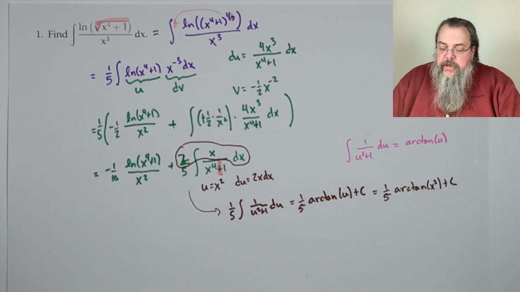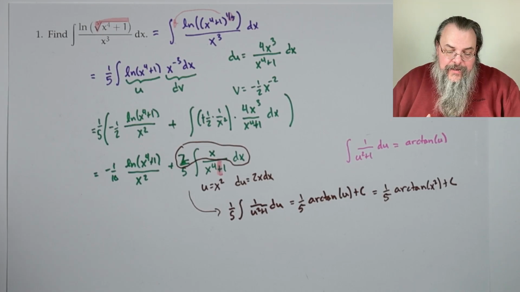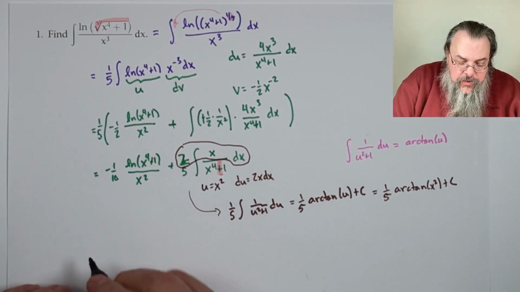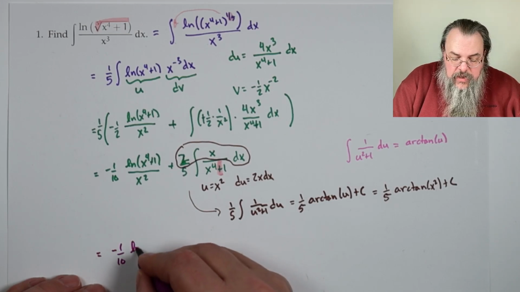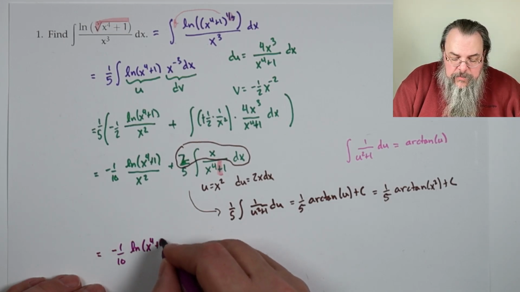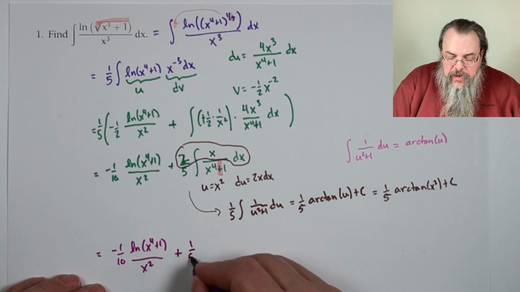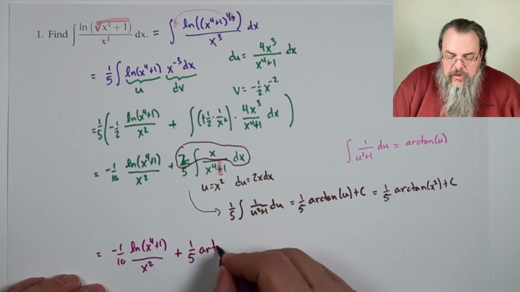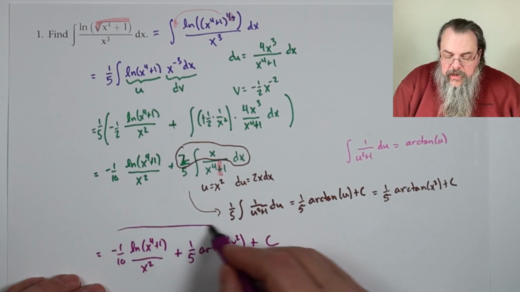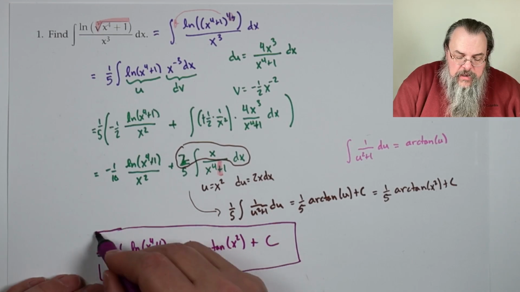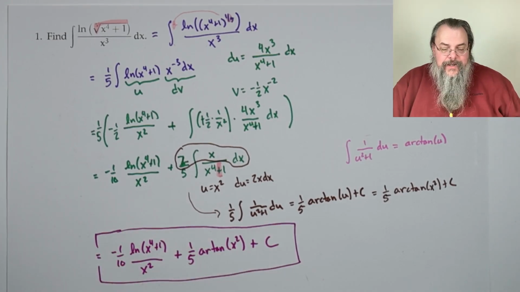All right, well, now that we have all of that, we just put it all together, and we'll be good. So here we go. In the front, minus 1 over 10 natural log of x to the fourth plus 1 over x squared, plus 1 over 5 arctangent of x squared, plus c. And there we go. A nice, beautiful answer. All right, good, good.